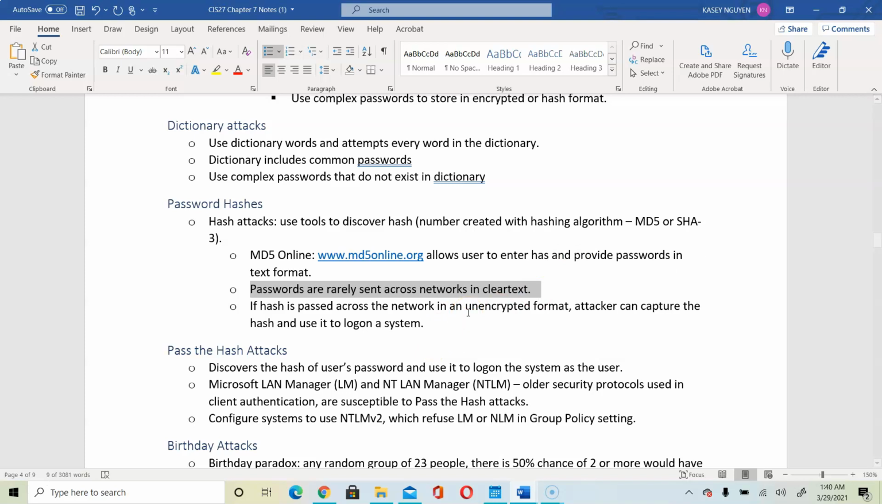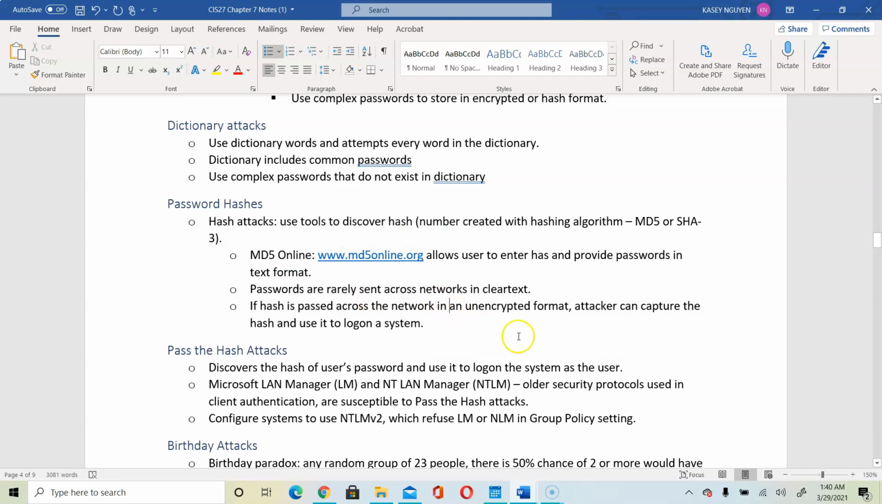If the hash is passed across the network in an unencrypted format, they can sniff that out by looking at the packet, and they can use that to log on to the system. Often you would see this being done for wireless passphrases, especially in a network environment. They can monitor your network traffic and try to find ways to guess your wireless passphrase.